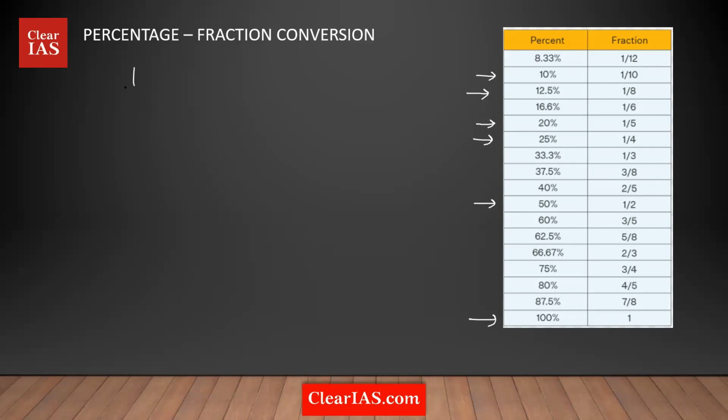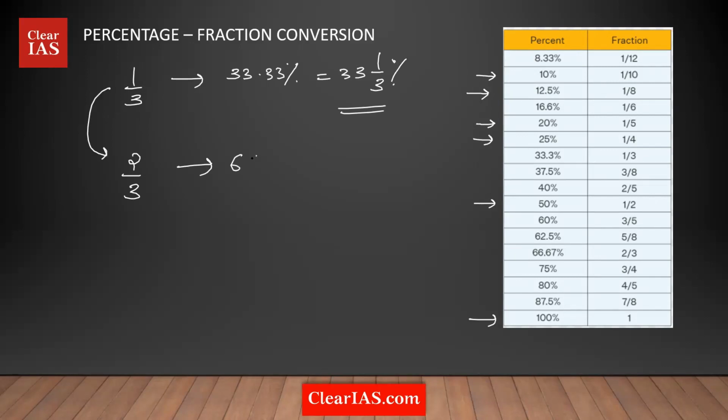And also remember one thing, 1 by 3 is nothing but how much? 33.33%. It's very important. 1 by 3, or it's the same as 33 and 1 by 3%. It's in terms of mixed fraction. Okay. So if I double it, 2 by 3, what is the corresponding percentage? I'm multiplying by 2 here, right? So here also it will be multiplying by 2: 66.66%. Or in terms of mixed fraction, I can write it as 66 and 2 by 3%.